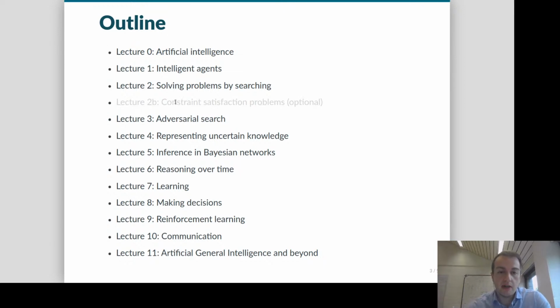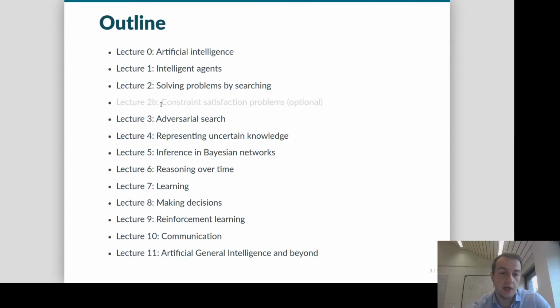This year I've decided to remove one of the lectures, which was known as constraint satisfaction problem, which was about going deeper in this kind of algorithms. I've decided to not cover this material anymore, but still the materials, the lectures and the slides are there on the GitHub page if you want to see them and learn about that. But starting from this year, this material, lecture 2B, will be optional, okay?